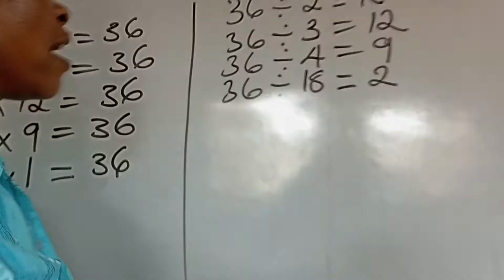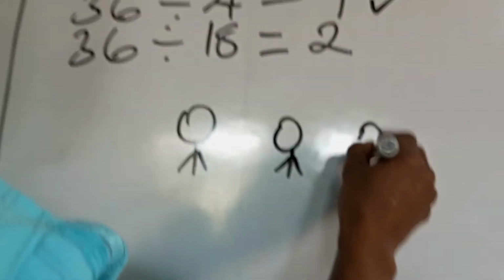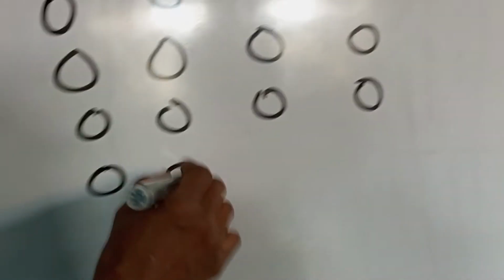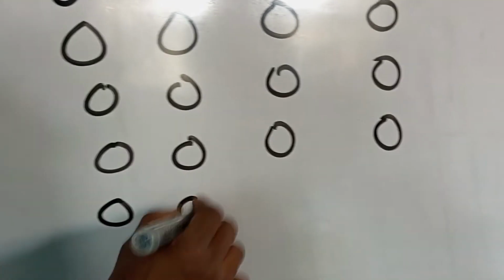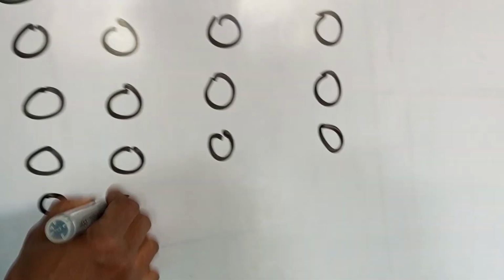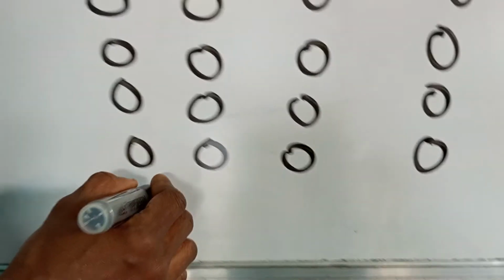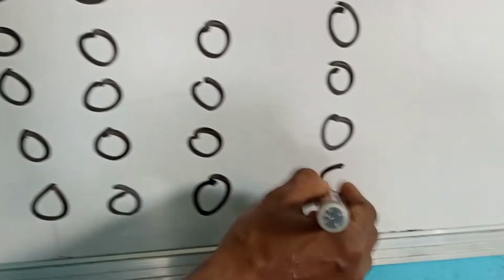Now let's confirm this. We're going to draw 4 people here, and then we're going to share 36 oranges for them and see if we can get this. 1, 2, 3, 4, 5, 6, 7, 8, 9, 10, up to 36.